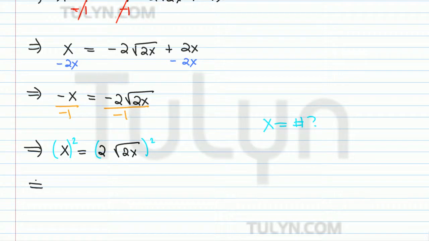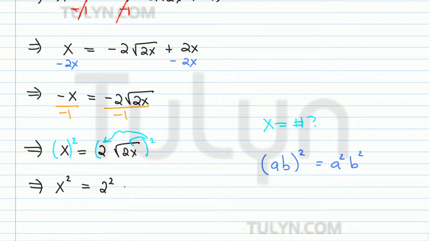So now on the left, x squared is just going to become x squared. And then the square on the right is going to distribute to each term. Because remember, if you have a product of two things, a times b, and you square it, the square is going to distribute to both. So it's going to become a squared times b squared. And in this case, the a is 2 and the b is square root of 2x.